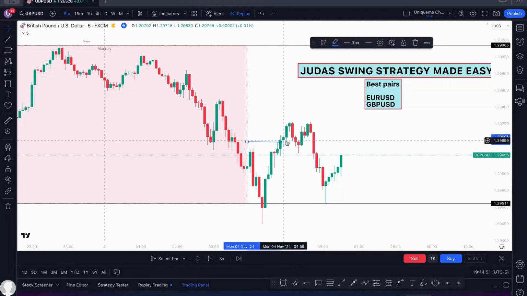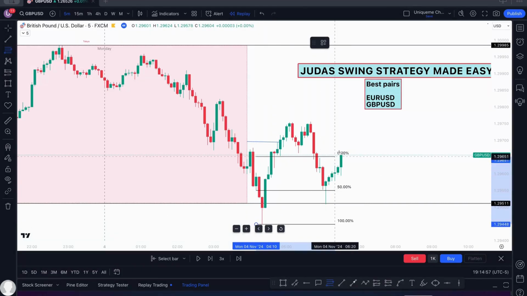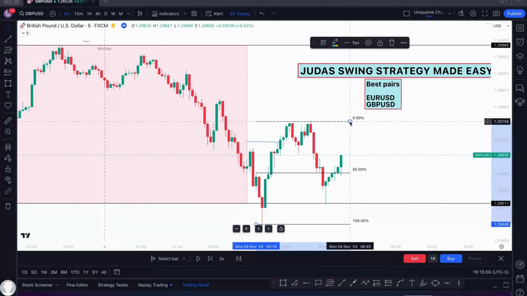Now, the market has shifted structure here. What do I do again? I take my what? My Fibonacci. My Fibonacci is my best friend, from the low to the high. Now, the market has to buy low and the market has to sell high.